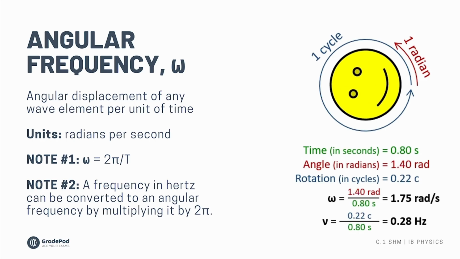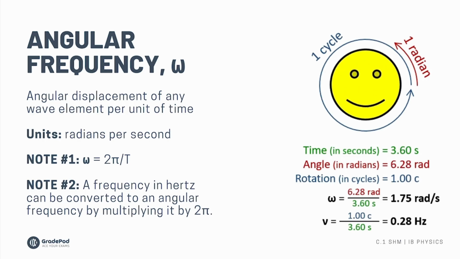Angular frequency is the rate of change of angular displacement. And the units for this are radians per second. But I'd like to discuss 2 notes. Note number 1 is that angular frequency is equal to 2 pi over T. And do you remember that frequency is equal to 1 over T? So there's a really nice relationship there that helps you remember what the formula for angular frequency is.